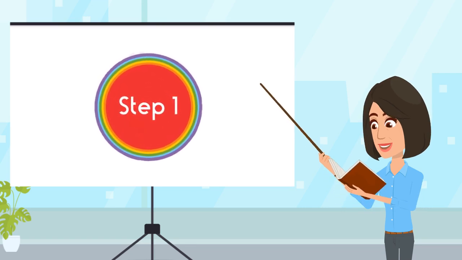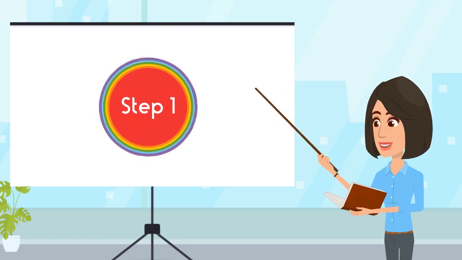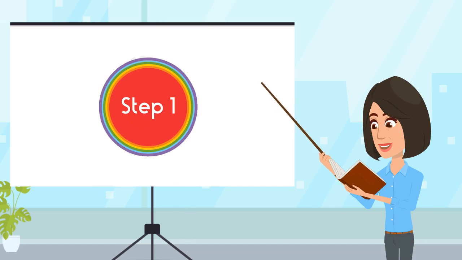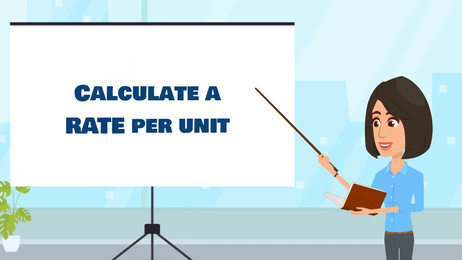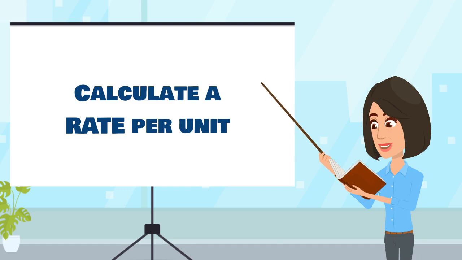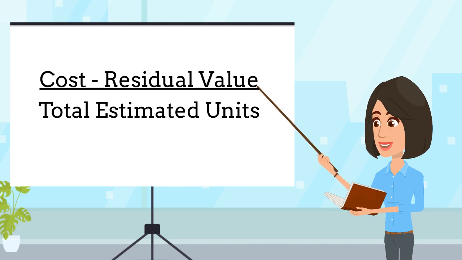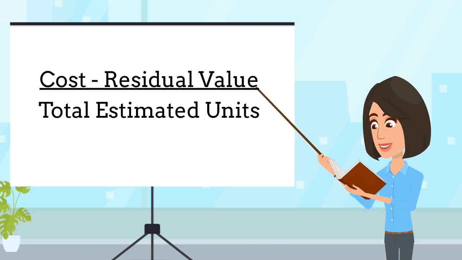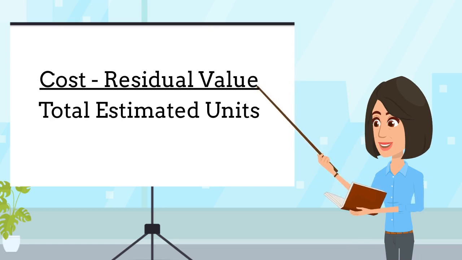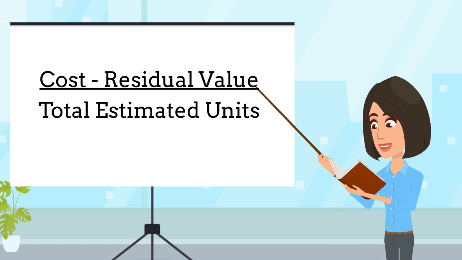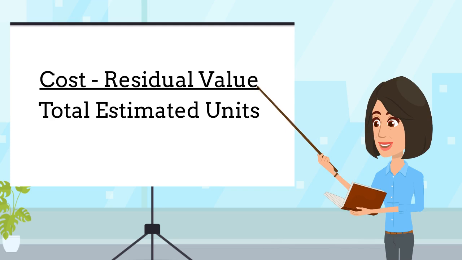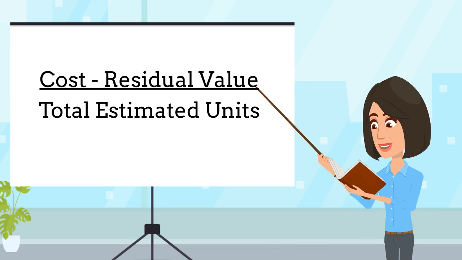Units of production requires a two-step process before we can calculate annual depreciation. The first step, let's calculate a rate per unit. Here's the formula. Take the cost of the asset, subtract its residual value, that's the amount you expect to recover at the end of its life, and divide the result by the total estimated units. In this case, we're using miles.